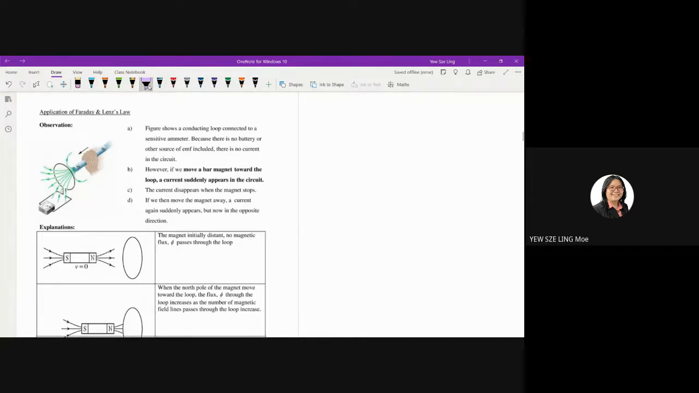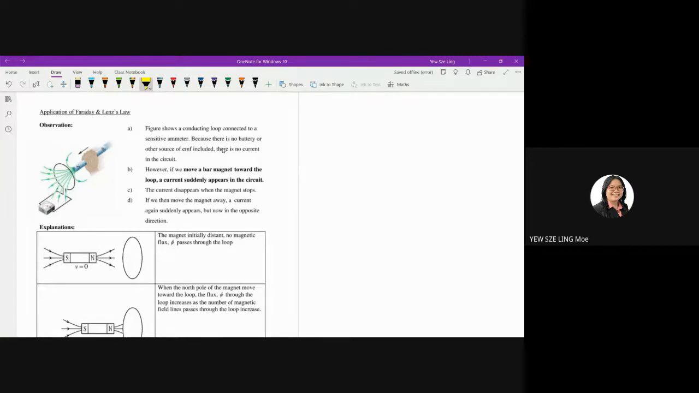So now let's go through the applications of Faraday's and Lenz's law again. We're going to go through what it means by change in magnetic flux and so on. The figure shows a conducting loop connected to a sensitive emitter. Basically you have just a loop with an emitter, no power supply, no battery, nothing. Because there's no battery or other source of EMF included, there is no current in the circuit initially.